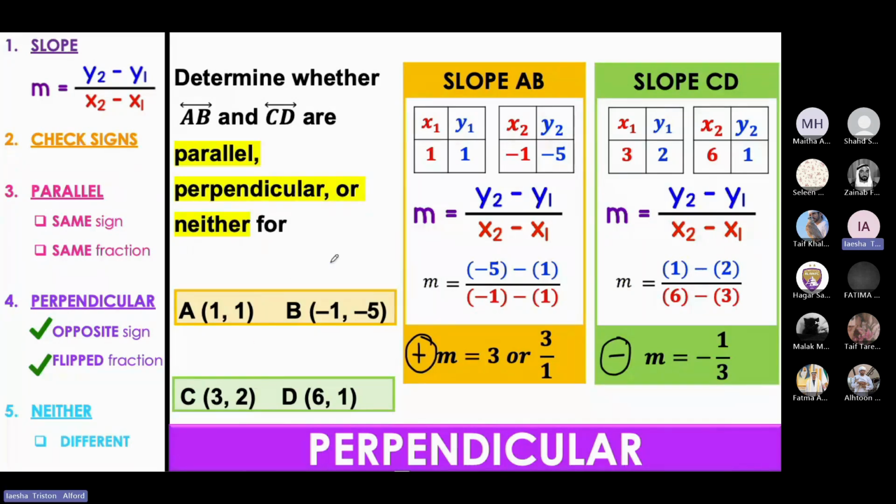In the exam for this question, I suggest that you write what you see here on the side. Parallel, same sign, same fraction. Perpendicular, opposite sign, flipped fraction. And neither is different. Same like I did in this slide, you should check the box about what you have. If both are yes, the name is perpendicular. If it's no, then you have to call it neither.